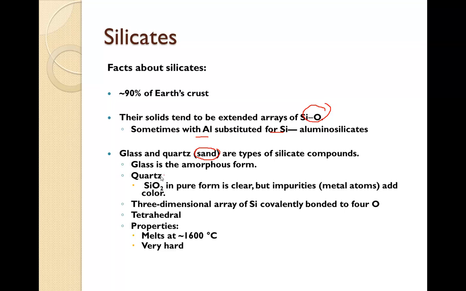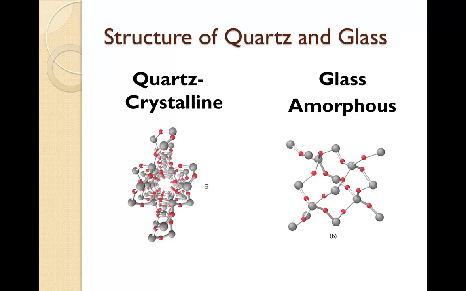Three-dimensional array of silicon covalently bonded to 4 oxygen is how you'll find these molecules. Quartz is a tetrahedral arrangement. The melting point is approximately 1600 degrees Celsius, and they're very hard. So here's a picture of it. Glass is an amorphous solid with very random arrangement, whereas quartz is a crystalline solid that is very structured.